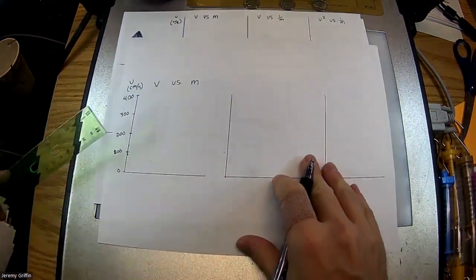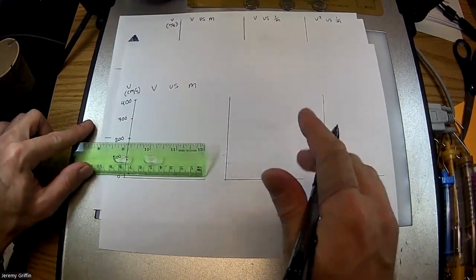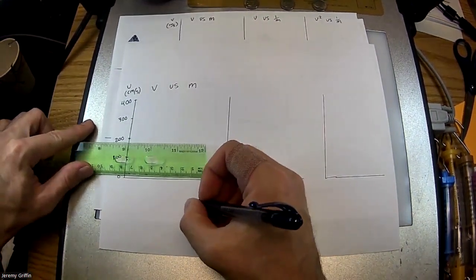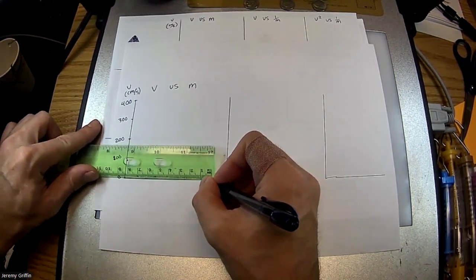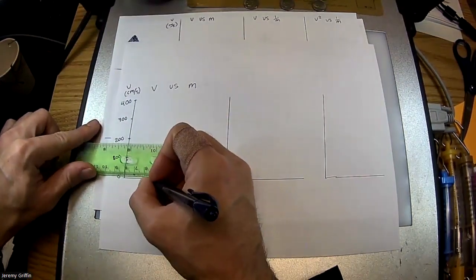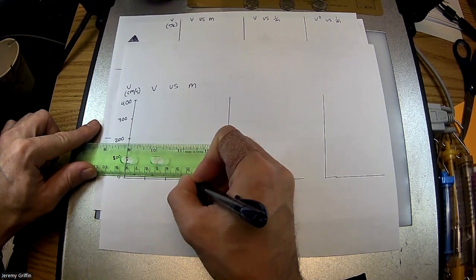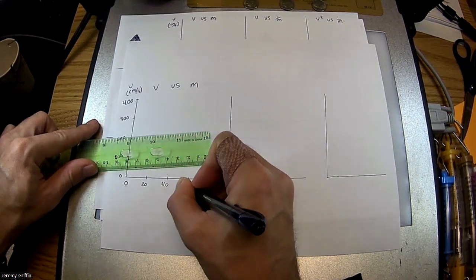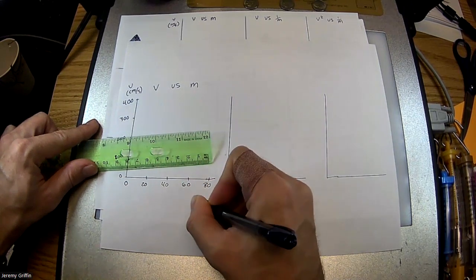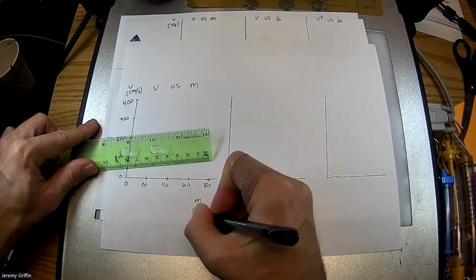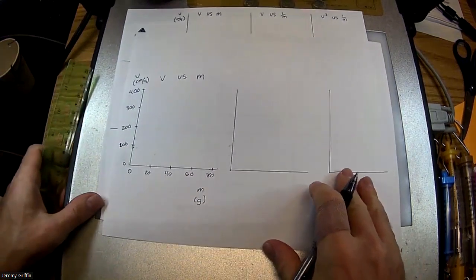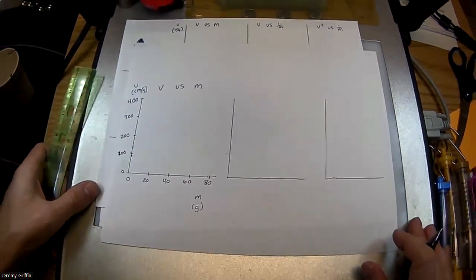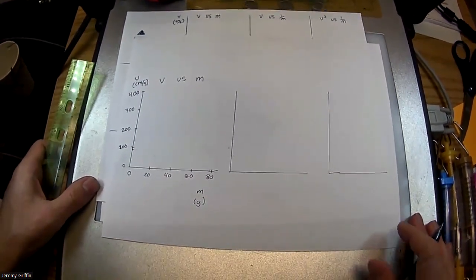And then what was your largest mass? 82 grams. All right, that's a little bit slower. Let's go 20, 40, 60, 80, 0, 20, 40, 60, 80. Mass in grams. All right, so let's plot some points. What's one data point?